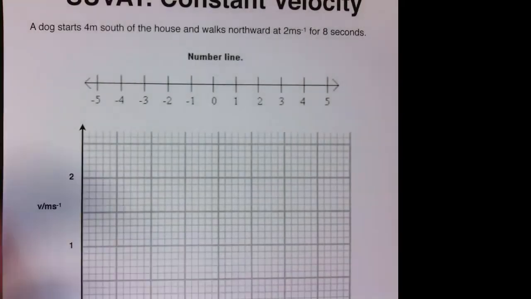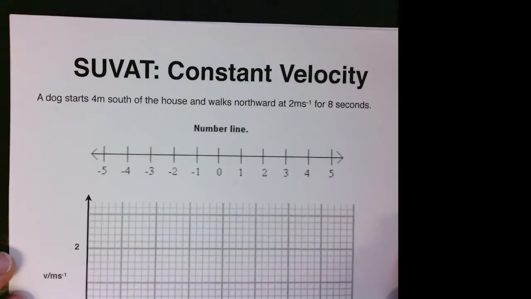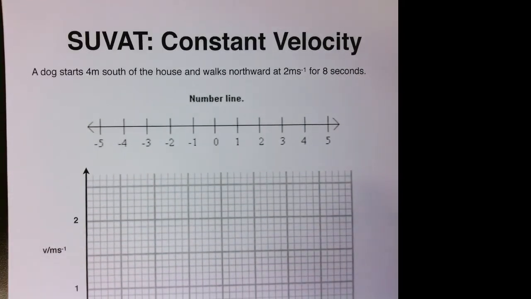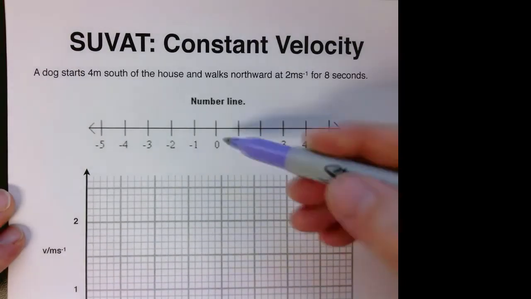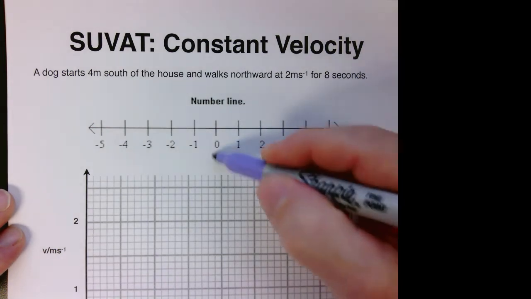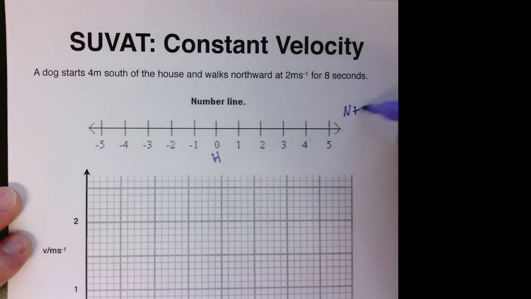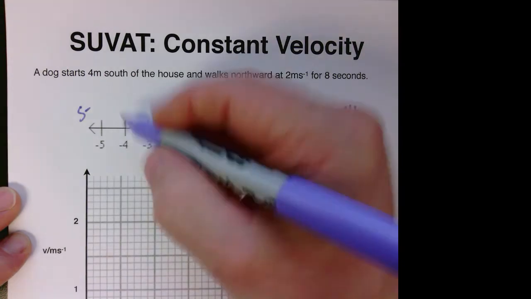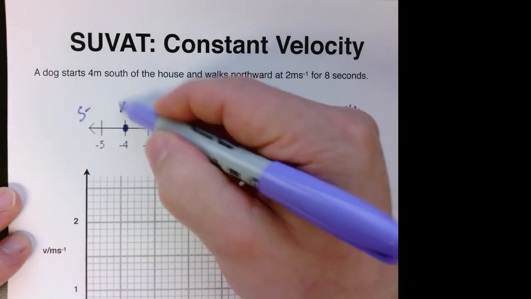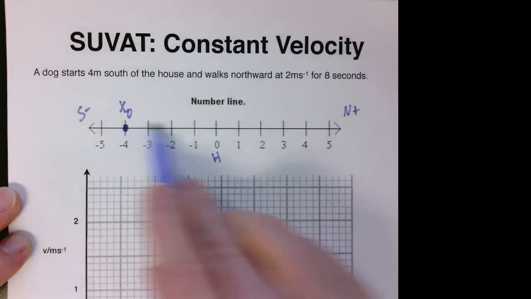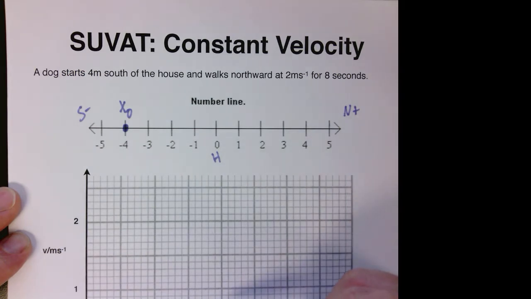So let us now consider our first example. Our first SUVAT example of constant velocity. So we have a dog starting 4 meters south of the house and walks northward at 2 meters per second for 8 seconds. So we have our number line, one-dimensional motion. Here is the house, and we'll have north and south. We'll make north positive and south negative. The dog starts 4 meters south, so the dog starts here, and this is x0, the initial position. And it walks northward in this direction at 2 meters per second for 8 seconds.